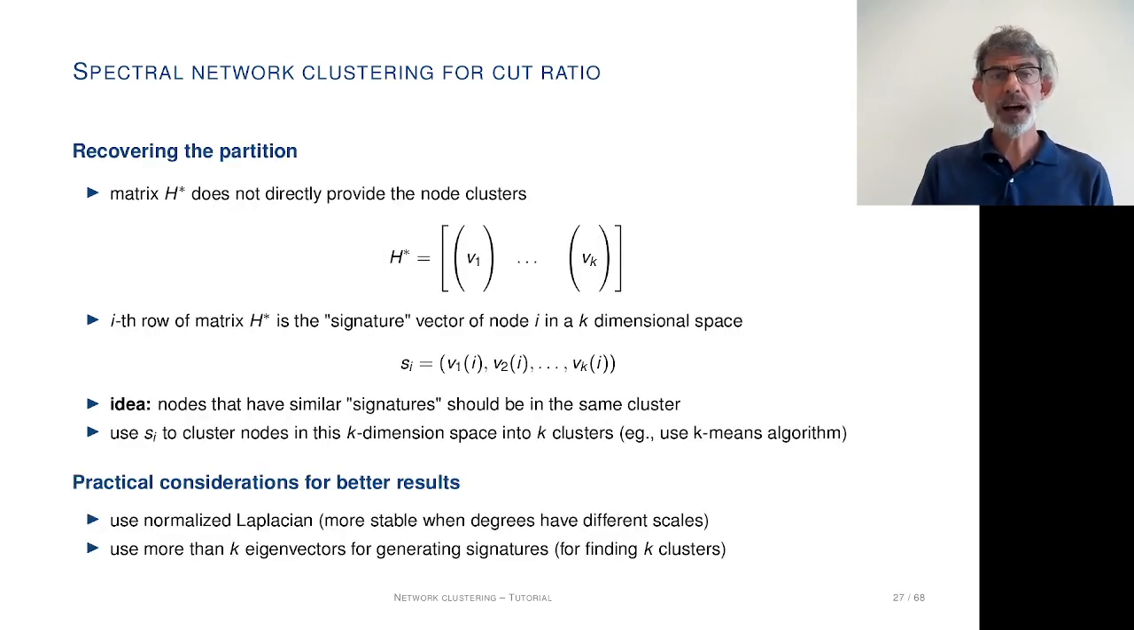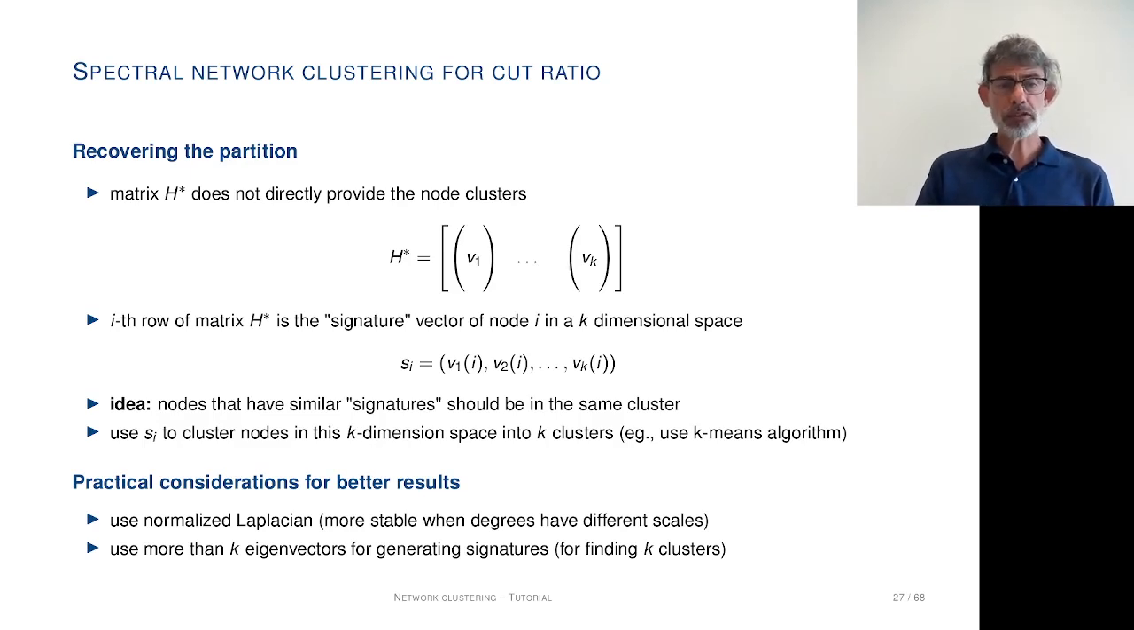So now we have H star, but we still need to determine the cluster of every node. Note that H star does not give me that directly. However, I can take a look at the ith row of H star and consider that as the signature vector for node i in k-dimensional space. So S_i, the signature vector for node i, is composed of v_1(i), v_2(i), up to v_k(i). Now, the idea is that nodes that have similar signatures in this k-dimensional space should be placed in the same cluster. So now I have a data clustering problem to solve, and I can solve it using a k-means algorithm. I just cluster the nodes in this k-dimensional space into k clusters.